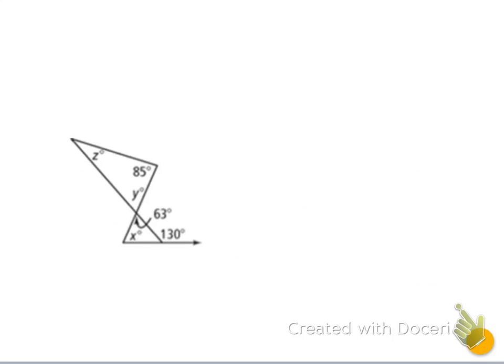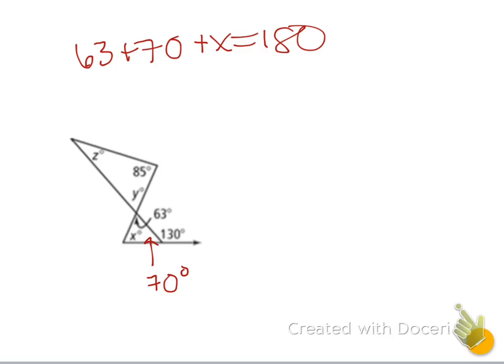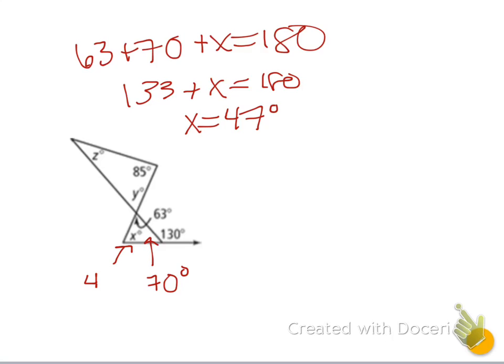Okay, my next one. So I need to solve for x, y, and z. All angles should add up to be 180 degrees in a triangle, so we know that piece of information. This creates a straight line, so we know that that's 70 degrees. So we can take 63 plus 70 plus x, and it should equal 180 degrees. 133 plus x equals 180. We subtract 133 from 180, so x equals 47 degrees. So we know that that is 47 degrees.